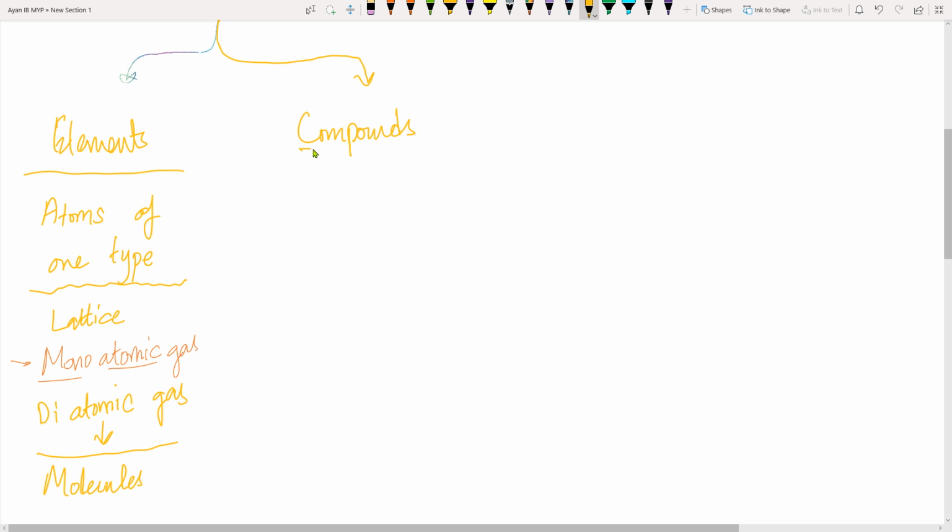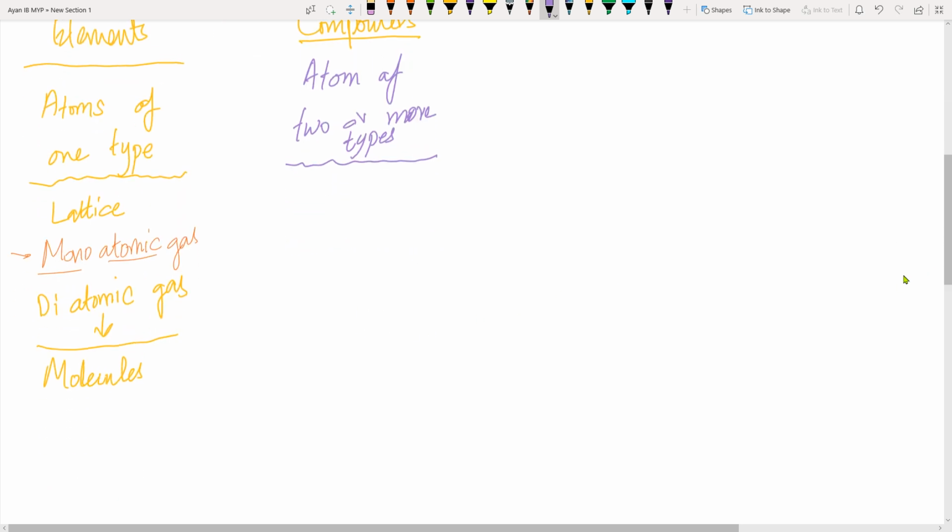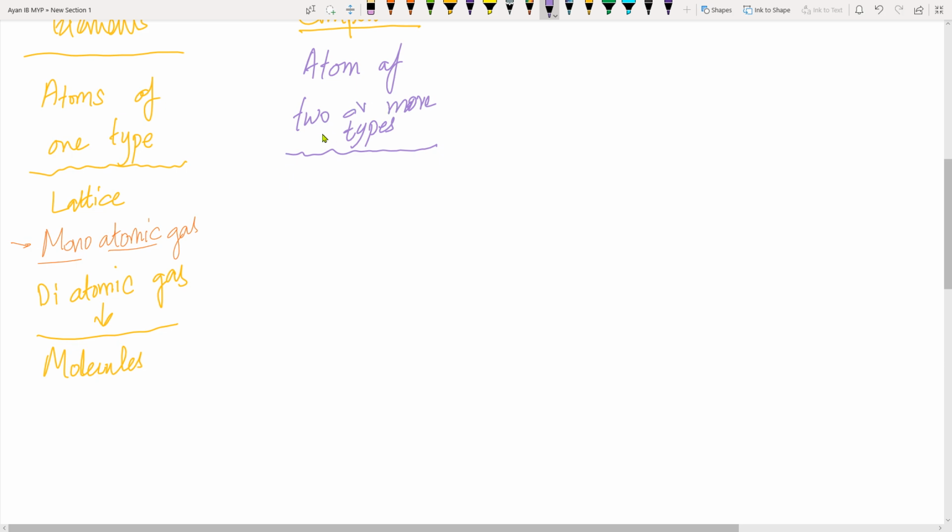Now if we go into compounds, we're only going to find molecules. It's hard to find atoms in there. And why is it hard to find atoms? Because you don't have one type of them. So if I want to use the same strategy for this, I'm going to write instead: atoms of two or more types.